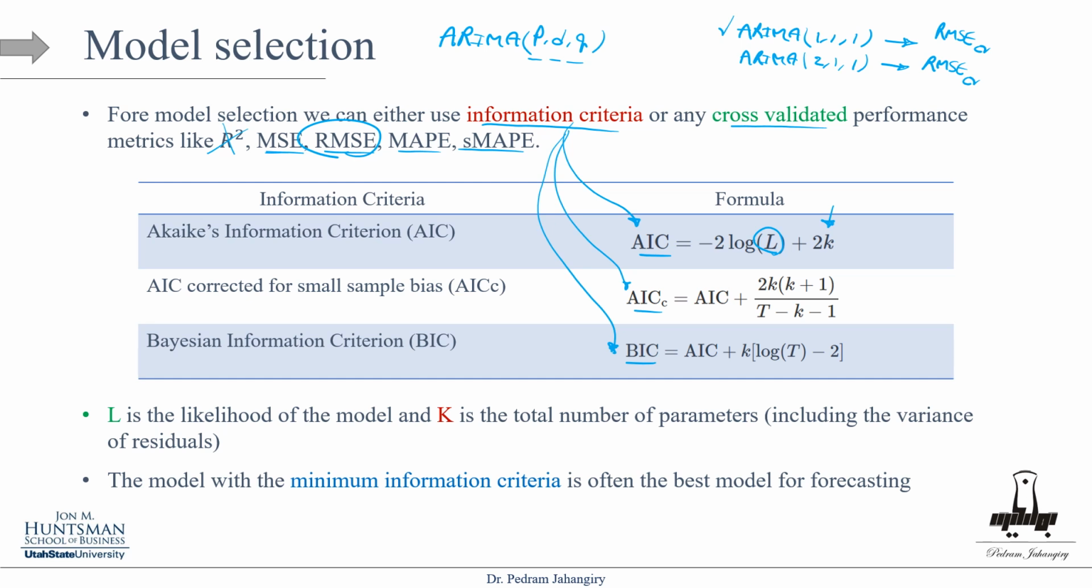So what is this K? K is the number of parameters. So for example, let's take ARIMA 1, 1, 1. The parameters are basically one phi 1, one theta 1, and then, most importantly, your sigma square.